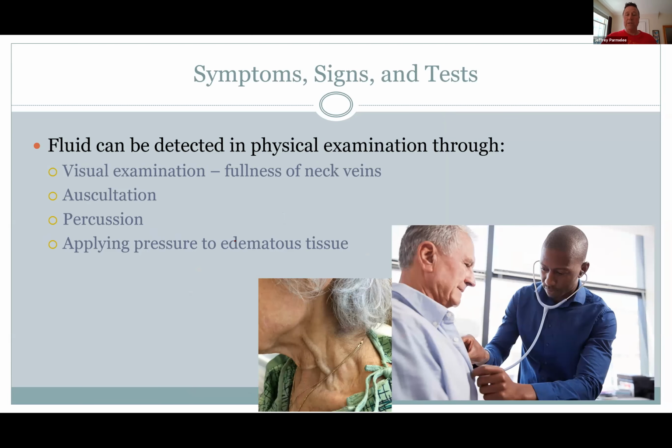And it shows how, through physical exams, you can see this. You see the fullness of the neck veins. You can press on the ankles and you'll see that pitting edema where the fingerprint stays, it doesn't come back. That means that you've got excess fluid in your limbs. You can usually just see that.